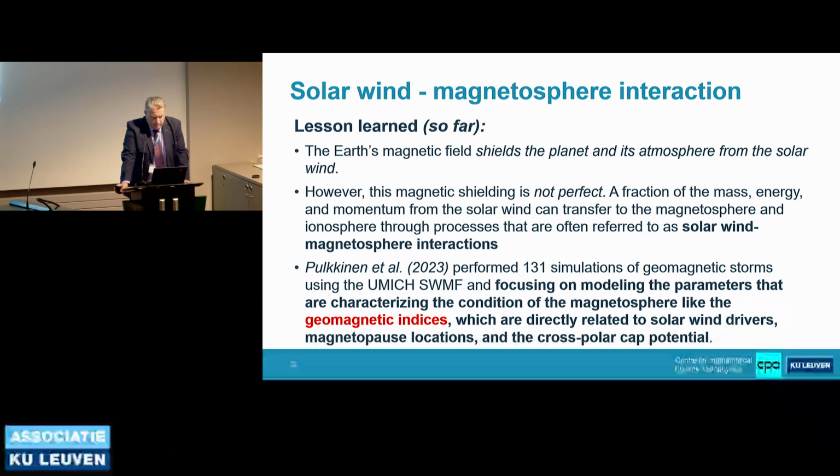Now, there was a recent paper of Pulkkinen et al. that performed many different simulations, 131 simulations of geomagnetic storms using the Space Weather Modeling Framework from Michigan. They were focusing on modeling the parameters that characterize the condition of the magnetosphere, like the geomagnetic indices, and they show that they are related to the solar wind drivers, the magnetopause locations, and the cross polar cap potentials. They claim in the paper it's a good way to quantify the interaction of the solar wind and the magnetosphere. So we will focus on some of the geomagnetic indices, not all of them.